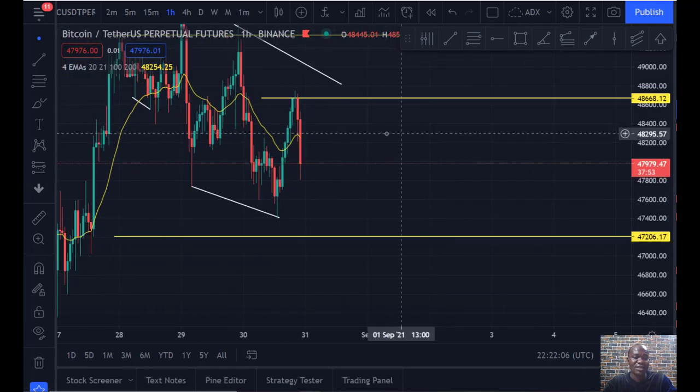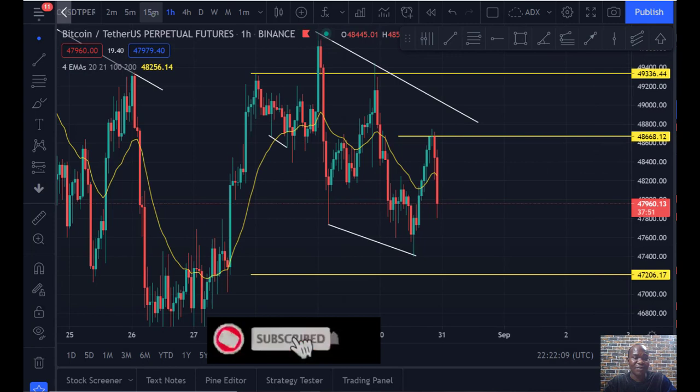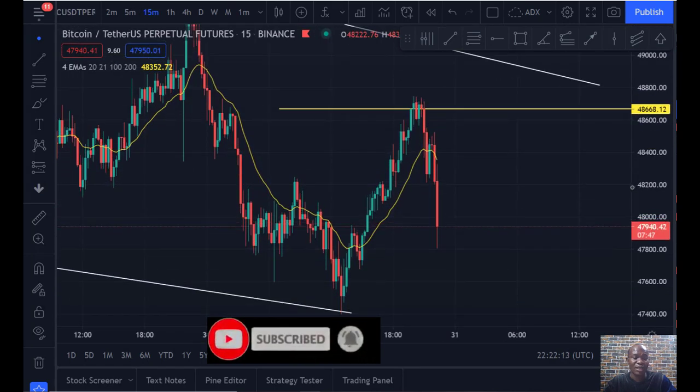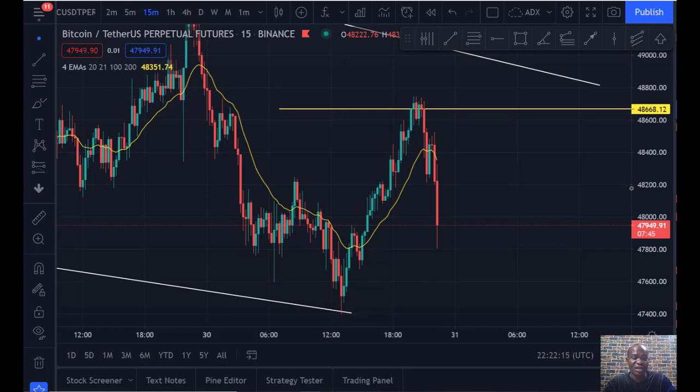So practice this setup, guys, practice this and practice, so that you can internalize this structure and strategy, and you'll be able to profit from it as you trade the market.